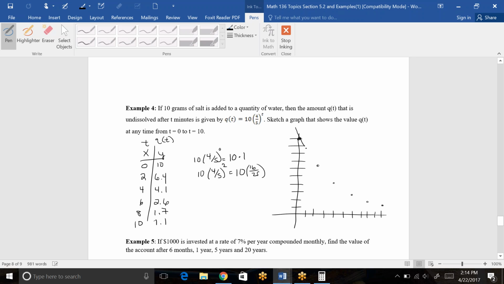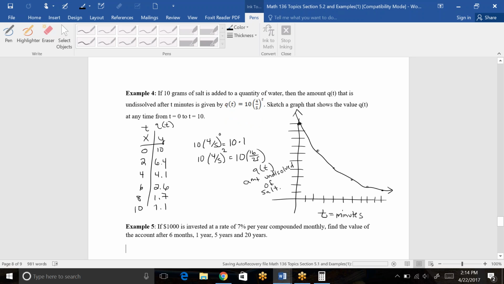So notice this is definitely an exponential decay function since it's going from higher to lower. And this is the graph. This is time in minutes. And this is Q of T, which is the amount undissolved of salt. So that's how you would do a graph tied to a word problem.